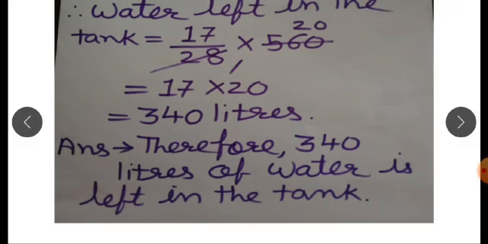Students, you have to copy down all these three questions in your copy. We are going to start a new concept in the next period. Till then, complete your work.